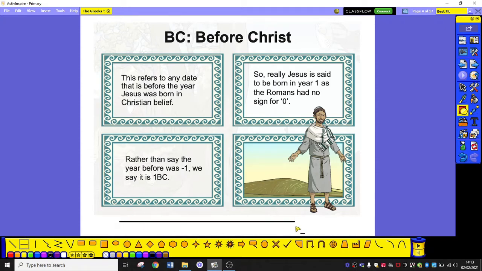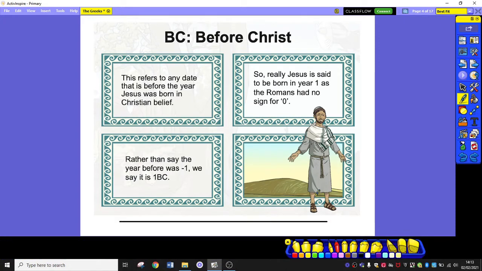If we had our timeline here, and Jesus was born here, and this was 1 year, that would be 1 BC, and it would be getting bigger, so you'd have 2, 3, 4, 5 BC. The bigger the number of BC, the further away from modern day it is. So this might be 700 BC. So that's 700 years before Jesus.